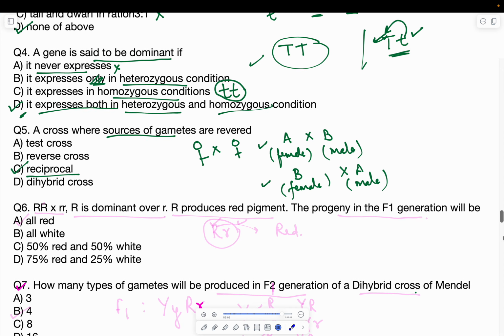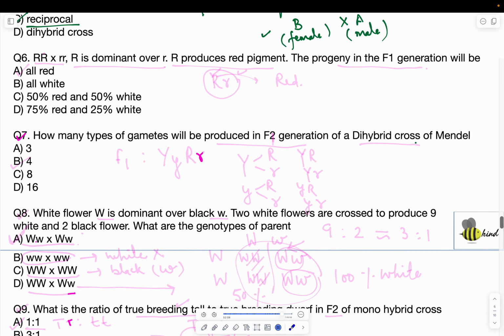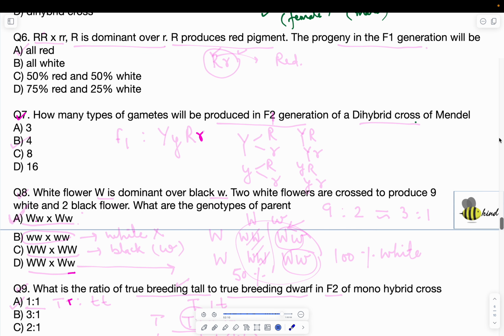The next question is about the possibility of a cross. R is dominant over small r, and R produces red pigment. So the F1 generation will consist of all hybrids. As per the information given in the question, R is the dominant allele which produces red color. So all the progeny in the F1 generation will be hybrid, and all individuals will be red.